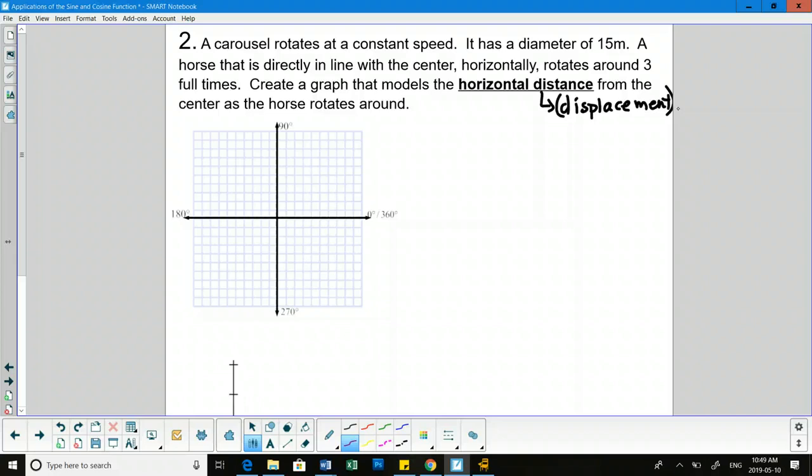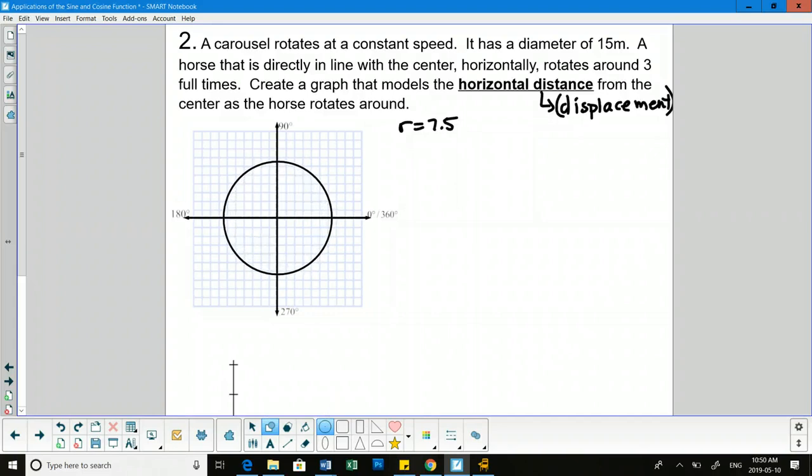Okay, so diameter. This is the full length of the carousel, right? So when I'm doing horizontal displacement, I'm actually interested in radius, right? Because I want to know how far left or right we are from that exact center value. So what's my radius if the diameter is 15 meters? Katie? 7.5. Right. So when I graph, I'm going to make my circle about 7.5 units from the center on all sides, as best you can, of course. So it's going to be about, where's 7? About right there.